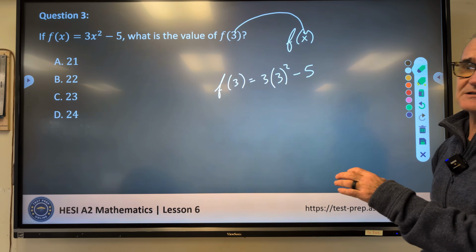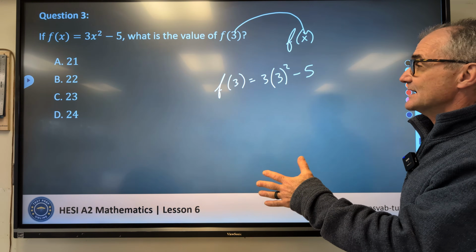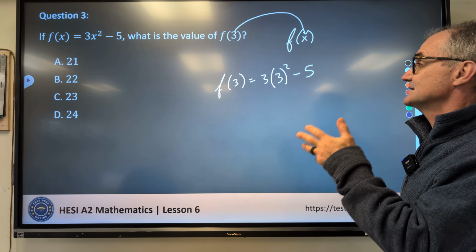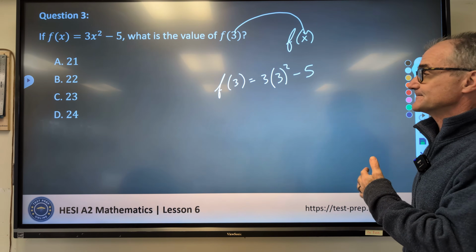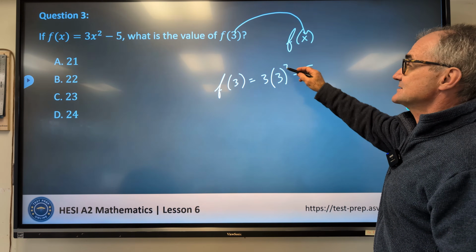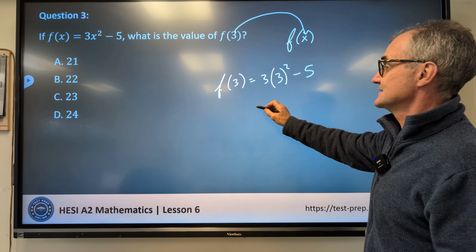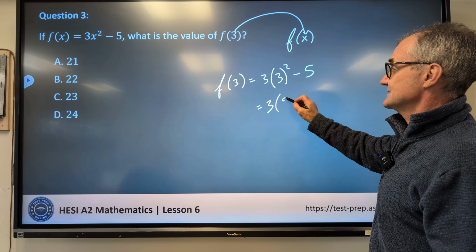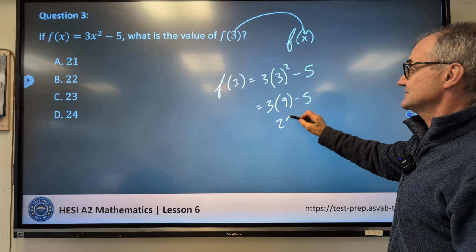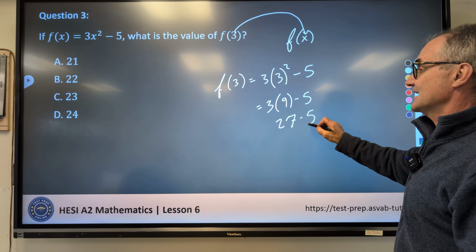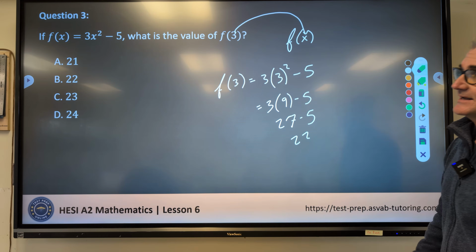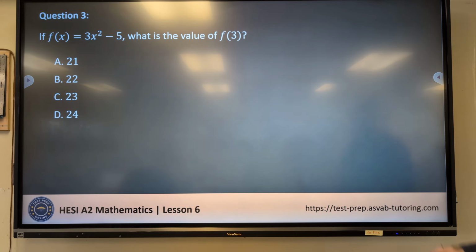Order of operations here. Sometimes we use PEMDAS: parentheses first, then exponents, then multiplication, division, addition, subtraction from left to right. So I got to do my exponent first. 3 squared, 3 times 3 is 9. So this is equal to 3 times 9 minus 5. 27 minus 5 is 22. Correct answer, answer B right there.